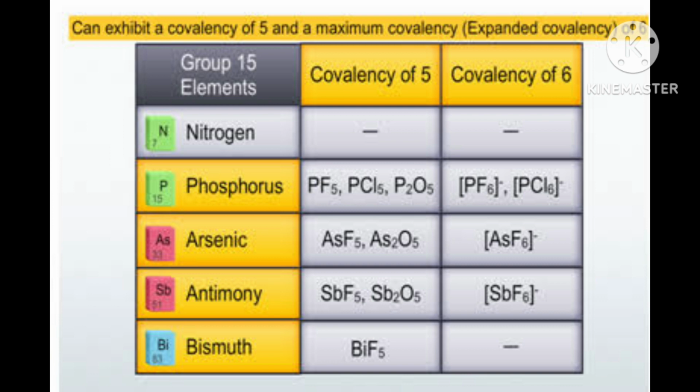What is the meaning of disproportionate? Here you should understand that a reactant, after the reaction, will give two products which have the same element, maybe more than two, but their oxidation states will be different.